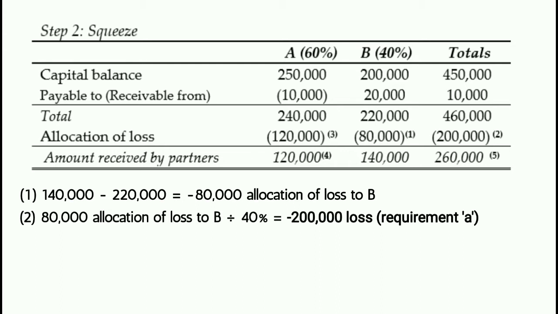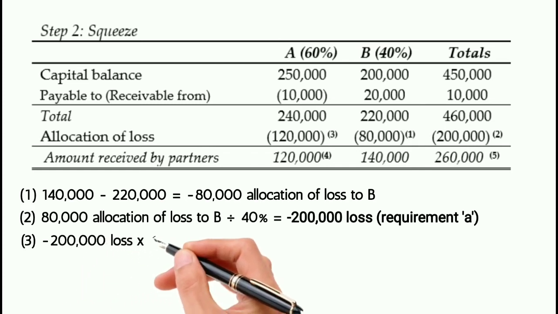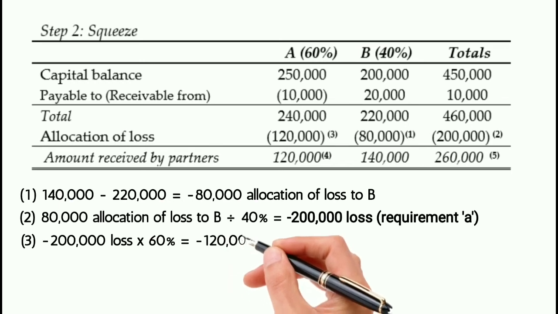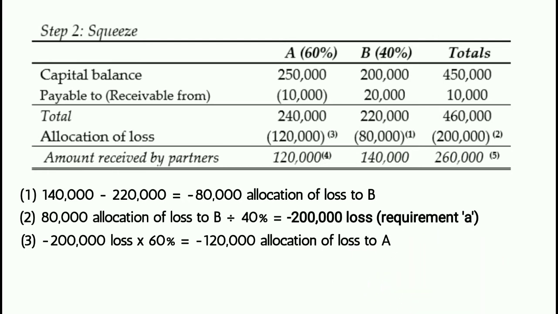Next to compute is the amount of loss allocated to partner A. Negative 200,000 loss times 60%, that is equal to negative 120,000 loss, allocation of loss to A. Of course, there's another way to compute the negative 120,000 pesos. Negative 200,000 pesos minus negative 80,000 pesos, that is equal to negative 120,000 pesos.